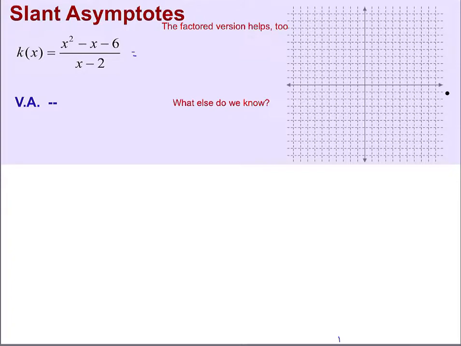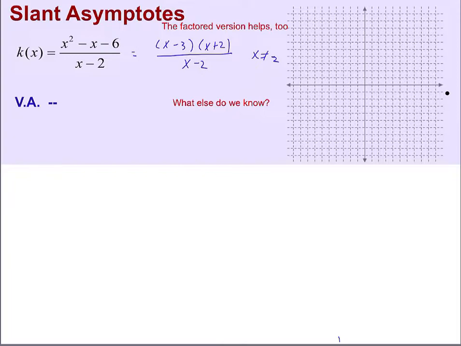X squared minus x minus 6. Well, that does factor. X minus 3 times x plus 2. But that does not cancel out the x minus 2. X plus 2 over x minus 2 do not cancel. There's nothing else you can do here. It's worth pointing out we do have a domain restriction. X can't equal 2.